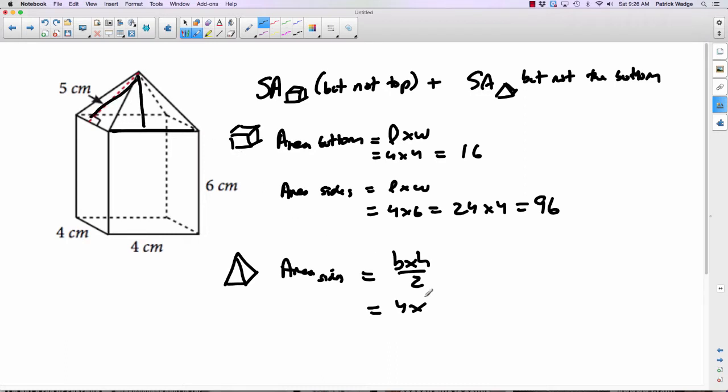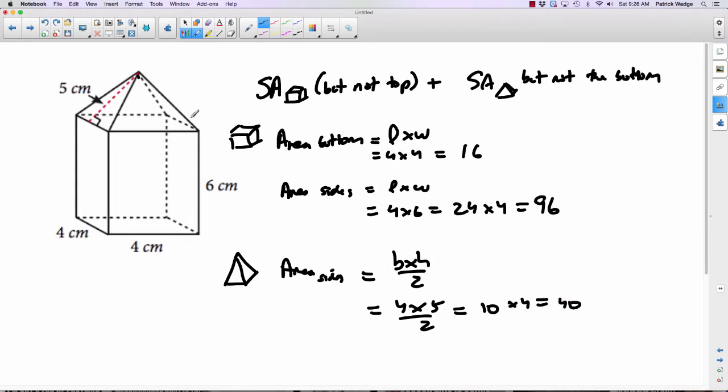The height is 5. So 4 times 5 divided by 2. That's 20 divided by 2, which is 10. Again, how many of these triangles make up this pyramid? There's 4 of them, so we need to multiply by 4 and get 40.